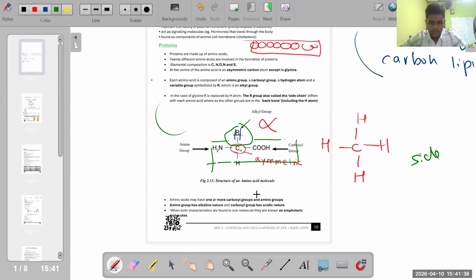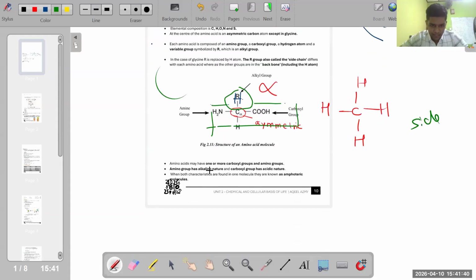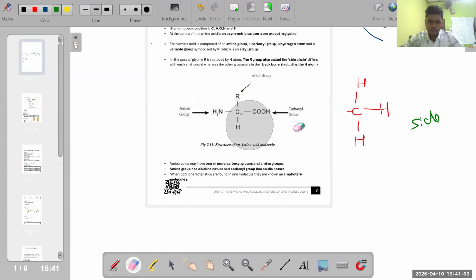So let's go to the next point. Amino acids may have one or more carboxyl groups and amino groups. Now just check this diagram and let me know. Can an amino acid have more than one carboxyl group and amino group? Now you might say, no, sir. If you see there are four groups, only one carboxyl group and one amino group can be present, right? How more? This variable group that is varying can also have a structure like this.